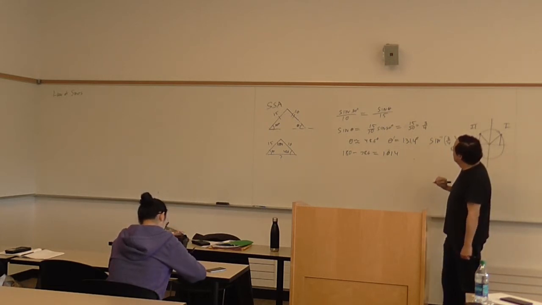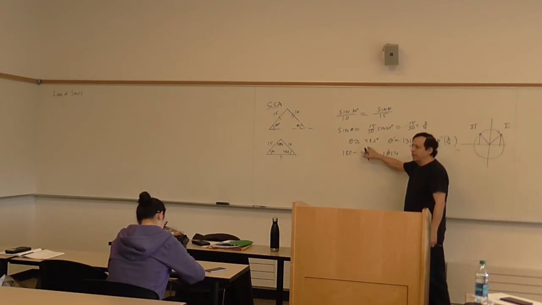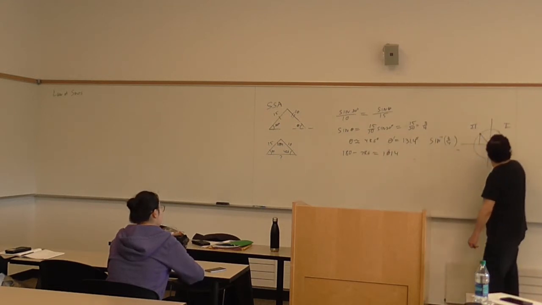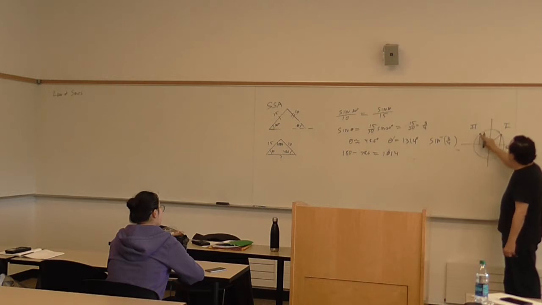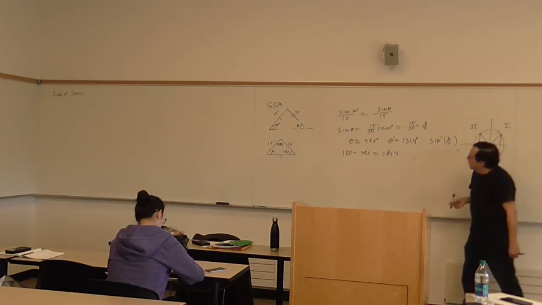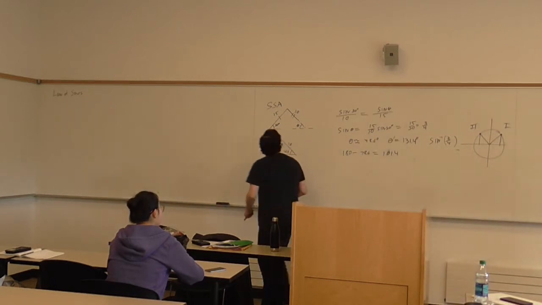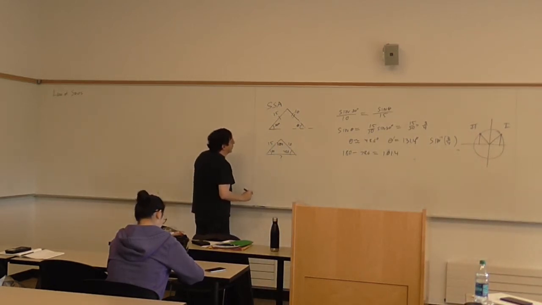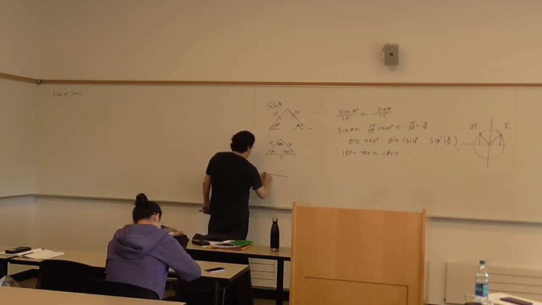Subtract from 180. 48.6, it's the supplement, right? In other words, a supplementary angle will have the same sine. Well, what does that look like then? We've got 30 degrees.